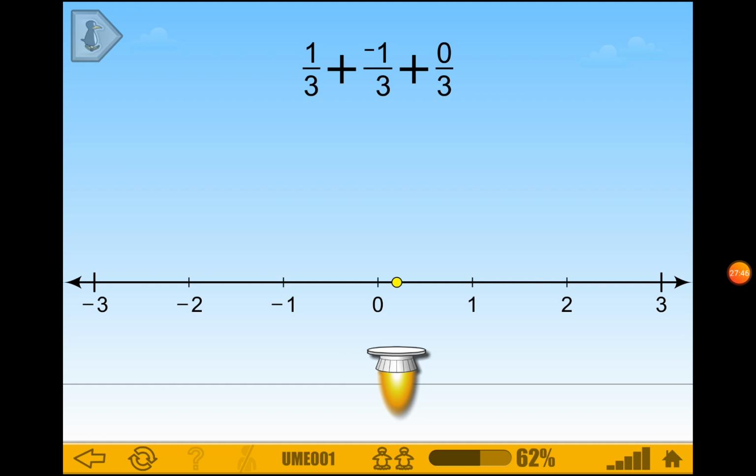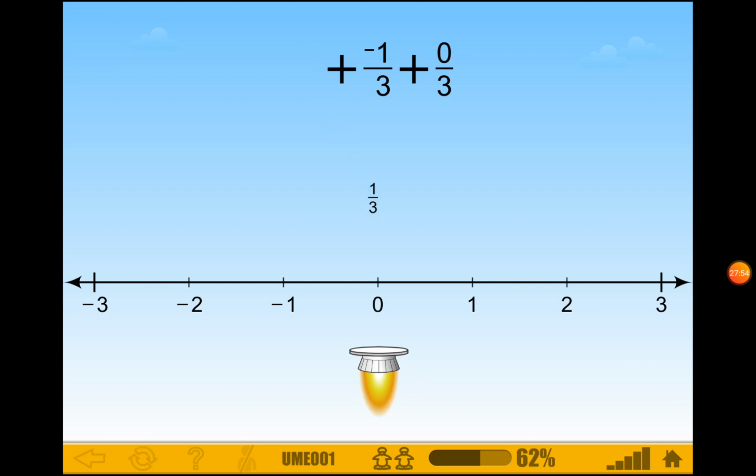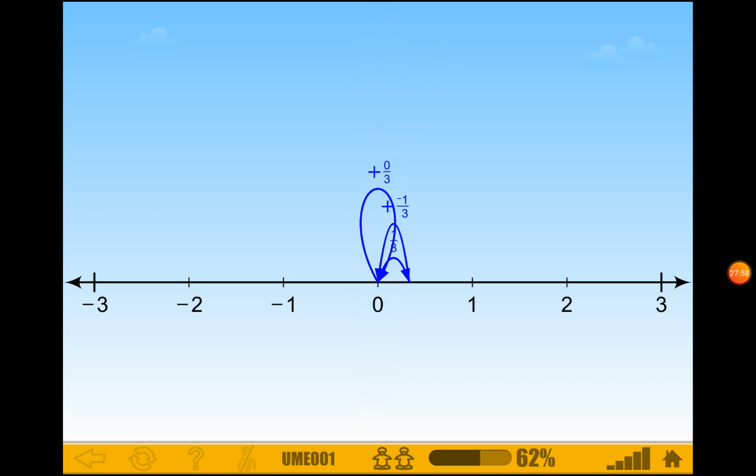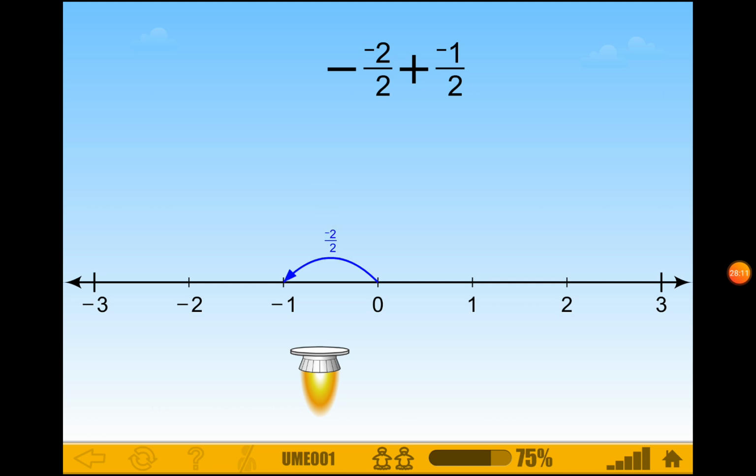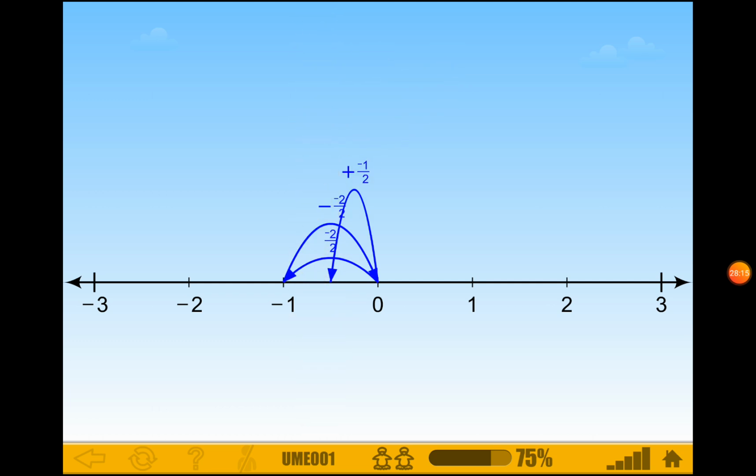So 1/3 minus 1/3. No. Yeah, 1/3 minus 1/3 would just be 0, and then you add 0, which would just be 0 plus 0 is 0. Then we have -1 plus 1, which would be 0. And 0 minus half is. There we go. And then 1 more question, and I'm done with this level.